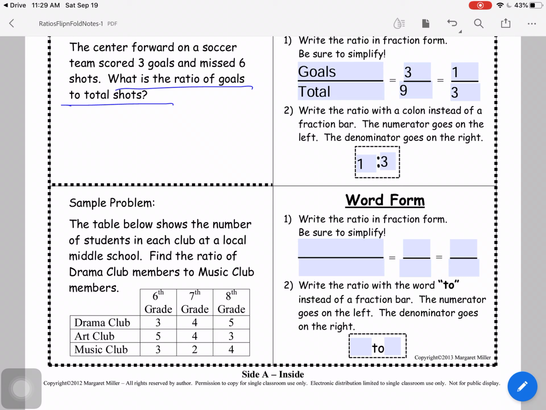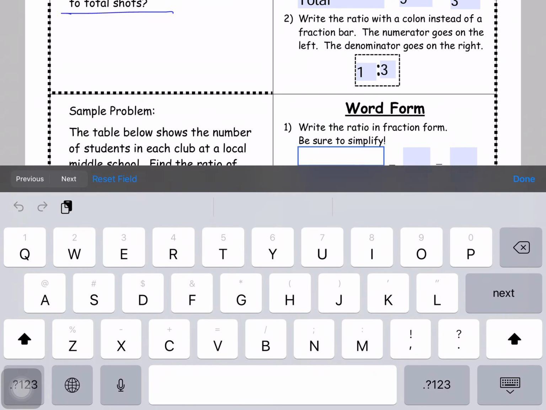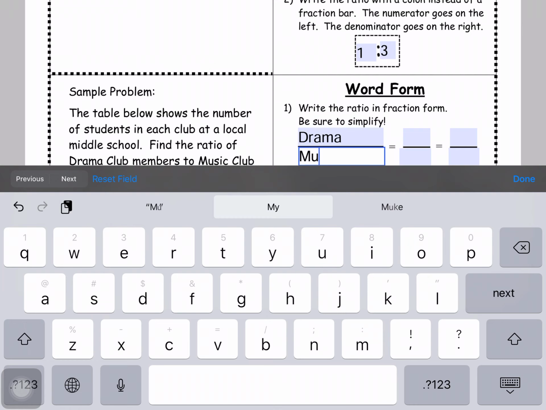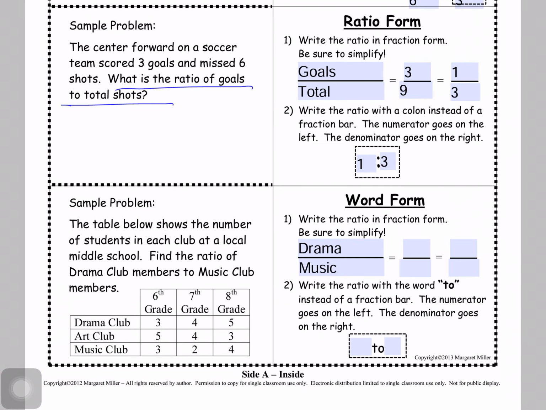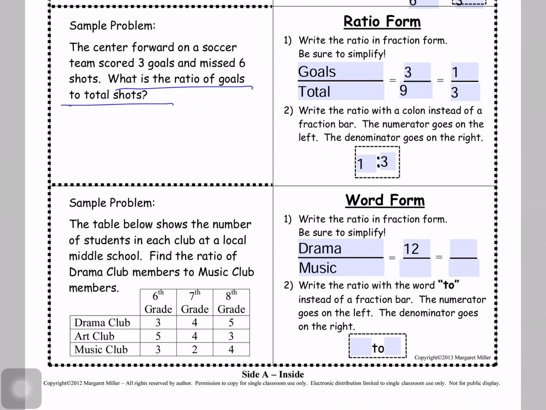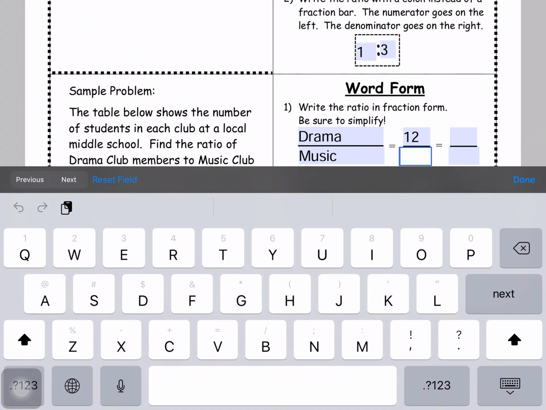All right, so the table shows the number of students in each club at a local middle school, and it wants us to find the ratio of the drama club members to the music club members. So the first thing we're going to do, we're going to write down the 2 things that we're comparing. So we're comparing the drama club and the music club. We write the drama club first because that's what they mentioned first. So whatever they say first, that's what we write first. So for the drama club, it wants to know the number of members, okay? So drama, we have 12 members. And then for the music club, we have 9 members.